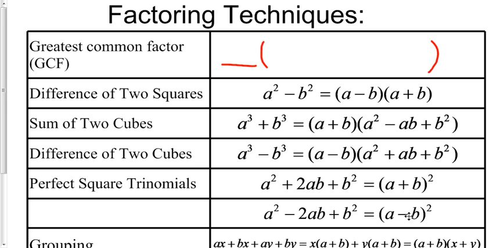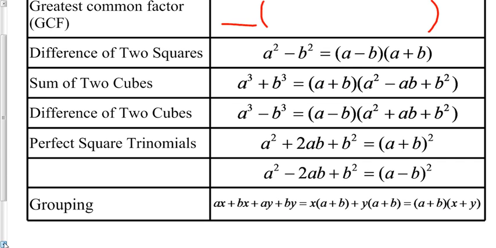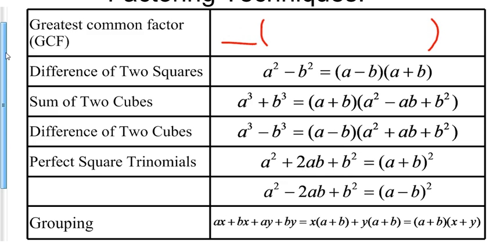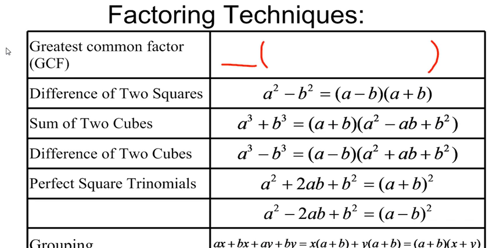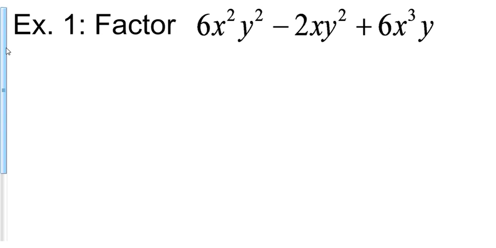And then finally we have the grouping method. This one might also be new to you. You use the grouping method when you have four terms, and it's helpful if the first two terms have a common factor and the second two terms have a common factor. So you factor out the common factor, and then you can rewrite them as a binomial times a binomial. That's how we want it to work out. Okay, so here's your factoring techniques. Keep those in mind.